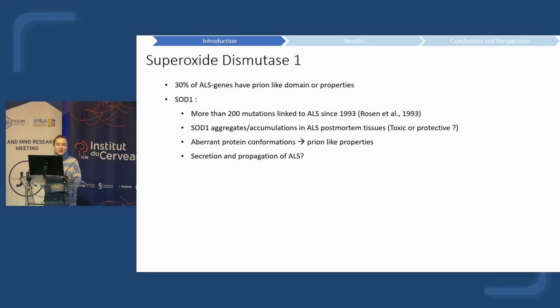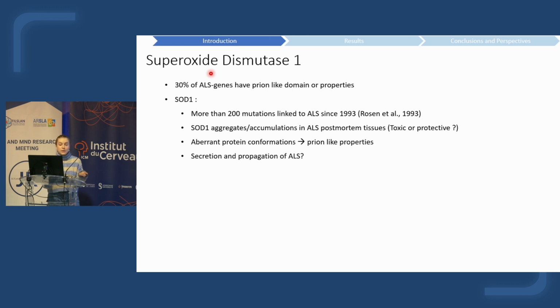So as you may know, 30% of the ALS genes encode proteins that have prion-like domains or prion-like properties, and among them, I focused my thesis on superoxide dismutase 1, SOD1. As you know, more than 200 mutations have been linked to ALS on this gene since 1993, and those mutations may lead to aggregation or accumulation in postmortem tissues of patients, and also may lead to aberrant protein conformation that can lead to the acquisition of prion-like properties.